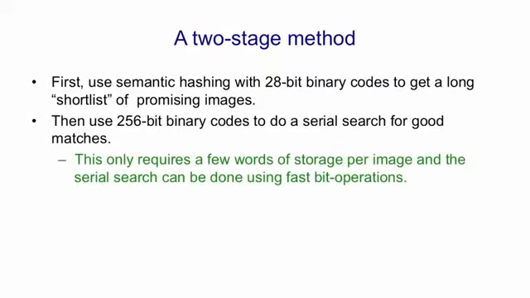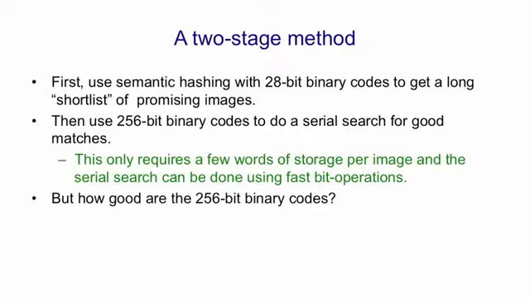Even a 256-bit binary code only requires 4 words of memory per image. And even though we're then going to do a serial search on these binary codes, the search can be done very fast because it only requires a few operations to compare two 256-bit binary codes to find out how many bits they have in common.